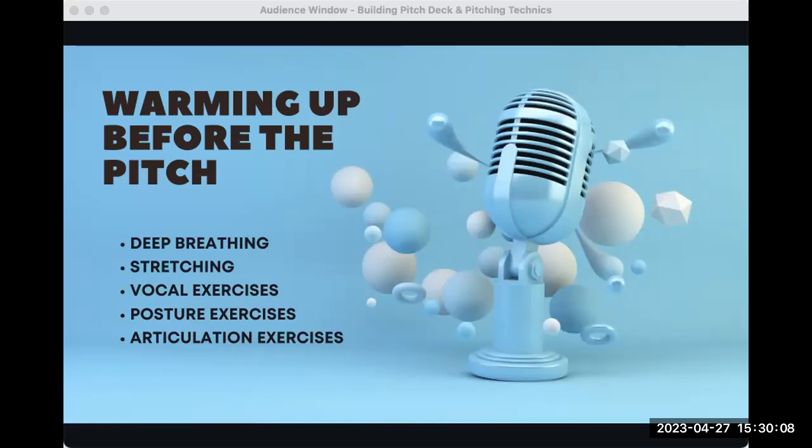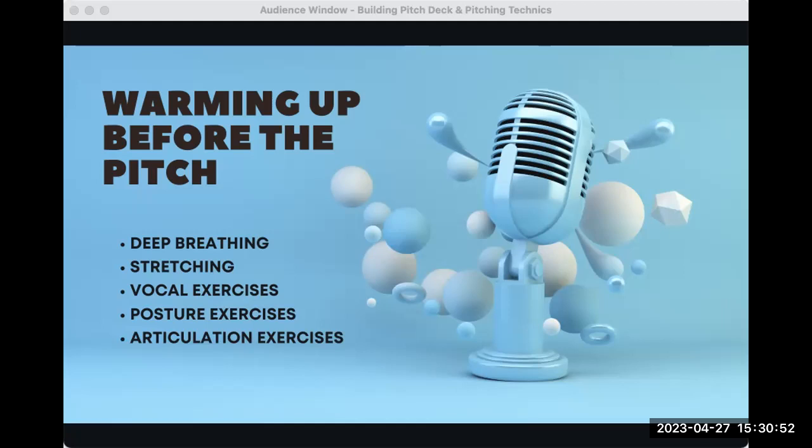Then stretching. Stretching your muscles can absolutely help you release tension and improve your posture. Stretch your neck, shoulders, arms, and back to help you loosen your body. And then vocal exercises, of course. Warm up your vocal cords by doing some simple vocal exercises such as humming or speaking in a low tone, and gradually increasing the volume. You can play with this and try everything so you can understand what works for you.